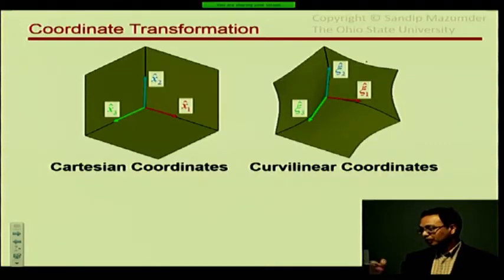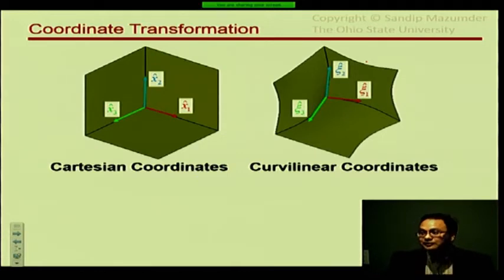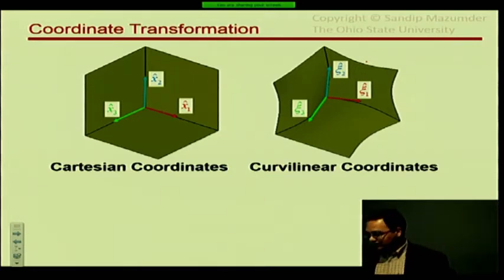Coordinate transformation started, I would say, back in the late 70s, early 80s. It was predominantly initiated and pioneered by a guy called Joe Thompson at Mississippi State, who's a very famous aerospace engineer. He came up with the idea of doing coordinate transformations because back in the old days, people were looking at flow over airfoils.